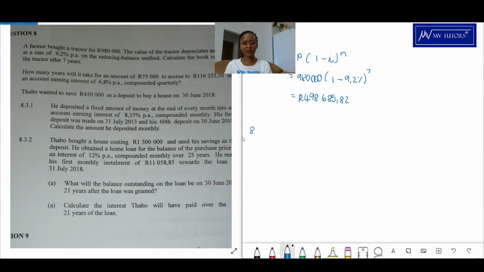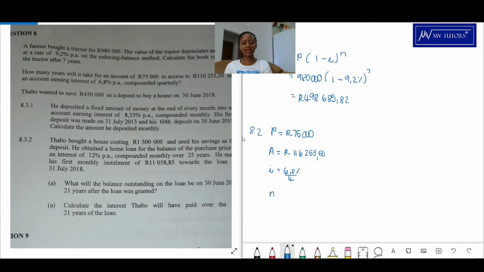So what do we have? Let me just write down the information we have. So we know that we have an amount of 75,000, right? And this will accrue or will accumulate to 116,253.50, in an account with that interest, so we have 6.8% per annum compounded quarterly.